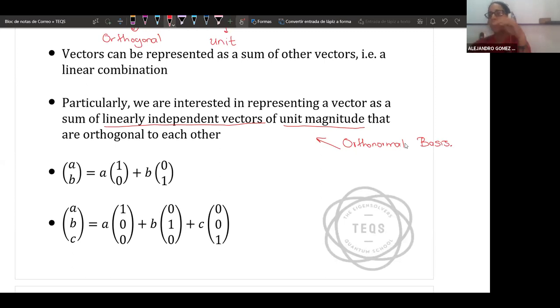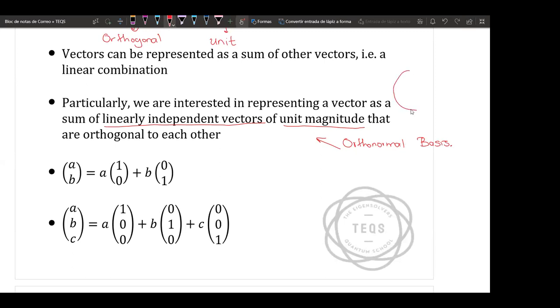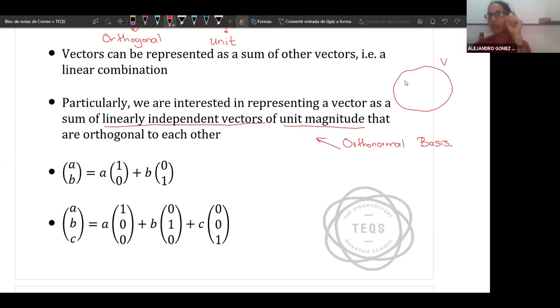So again, we have this set V, so we take an arbitrary vector U, and we have here some basis. So we can represent this vector in terms of the vectors that are here. Let's say V1. So yeah, those vectors are enough to represent any vector in the whole space.